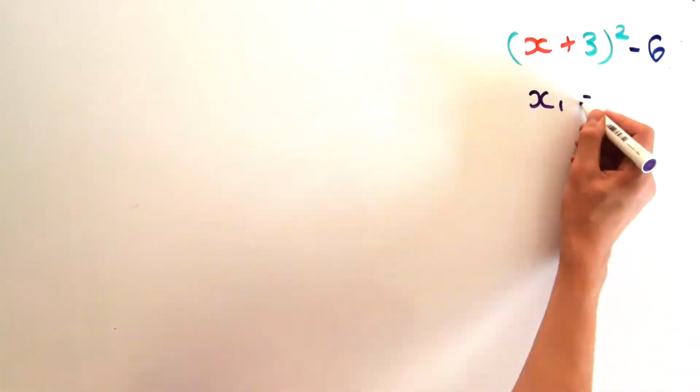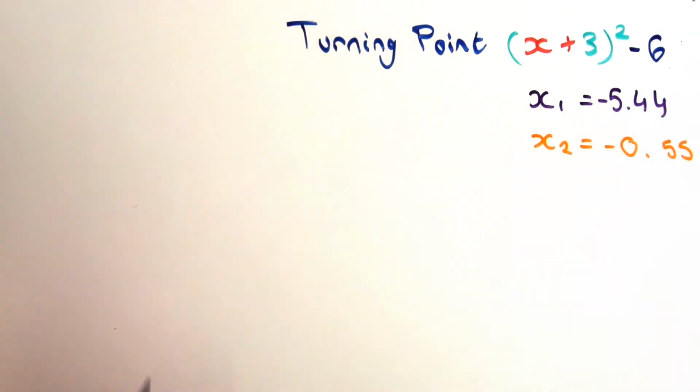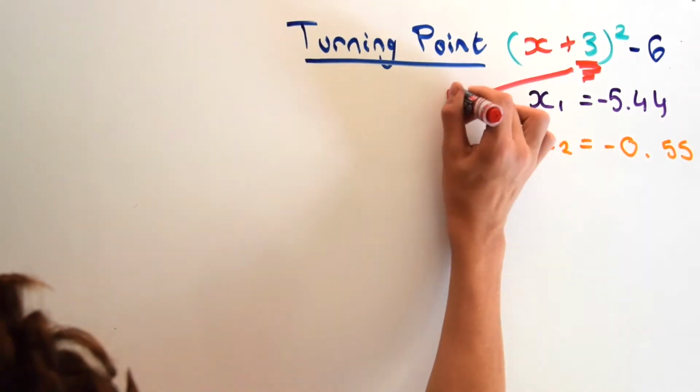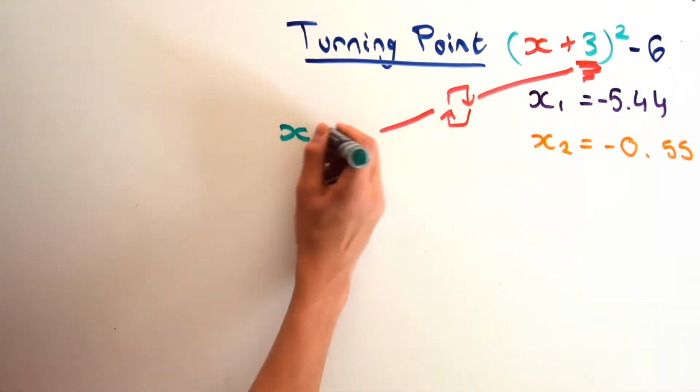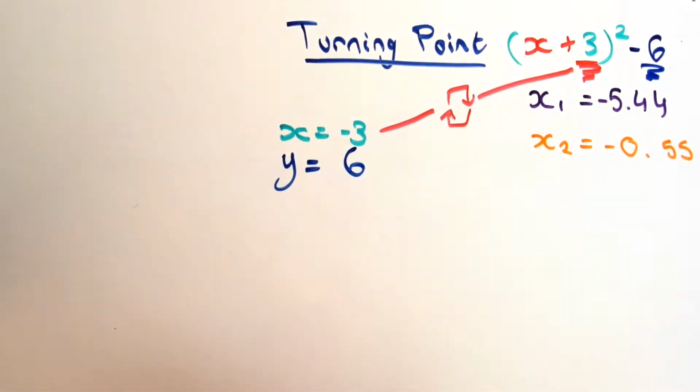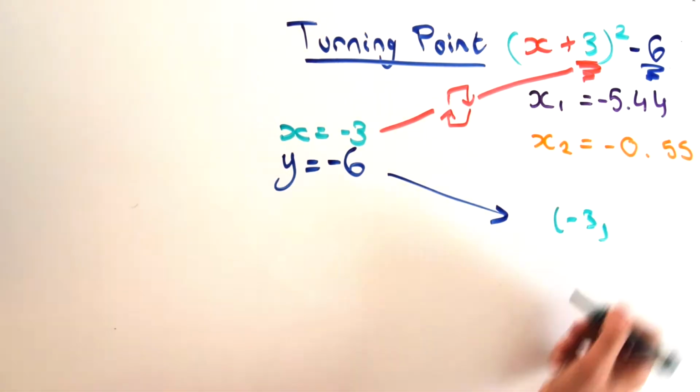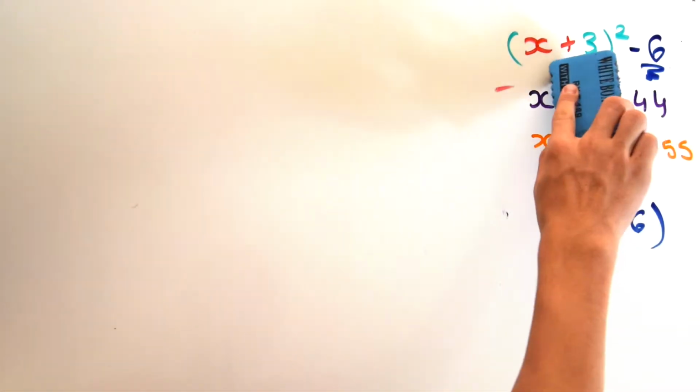To get the turning point of the curve, we must change the sign of the value within the brackets. So 3 will become minus 3, and this would become the x value. And the value outside the brackets, minus 6, is the y value, and this will remain minus 6. This will remain unchanged.